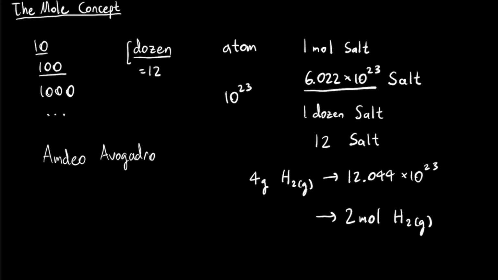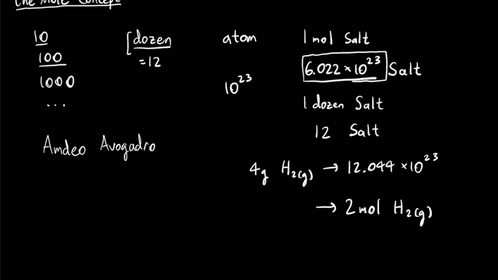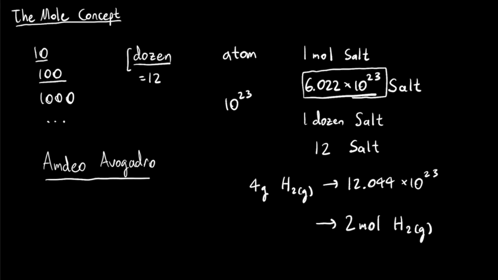And another thing that's very important that you have to memorize is this number right here. This number is known as Avogadro's constant, and it was developed by a man called Amedeo Avogadro. And that is the basics of the mole concept.